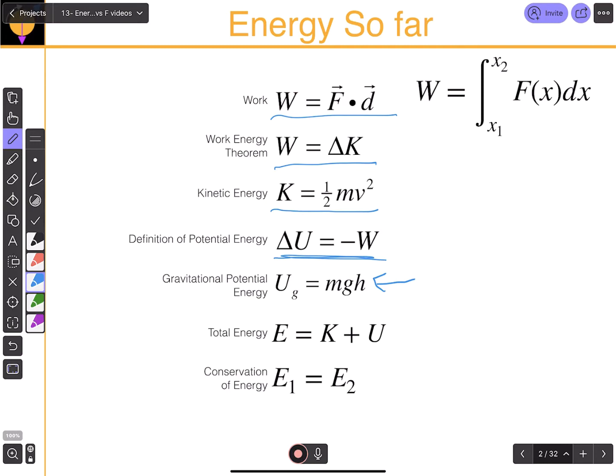And then we looked at total energy being equal to the kinetic energy plus potential energy, and we used that to define the concept of conservation of energy. If there are no external forces removing energy from the system, then the total energy is conserved.